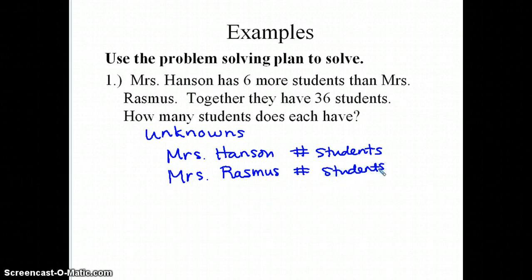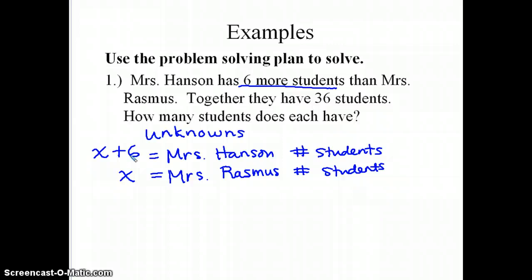So I've listed my unknowns. After I read through the sentence again, Mrs. Hanson has 6 more students than Mrs. Rasmus. I note that Mrs. Rasmus, I know very little information, so I'm going to call that X. Whereas with Mrs. Hanson, I know that she has 6 more students. So 6 more means I'll take what Mrs. Rasmus has and add 6 to it. I have now defined all of my variables and linked them to the unknowns.